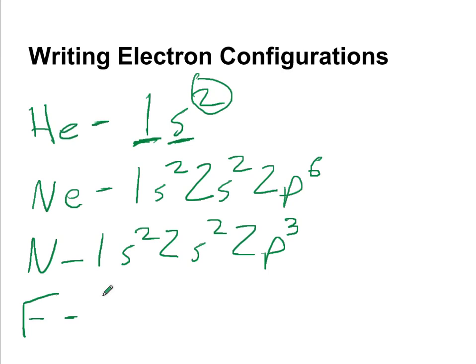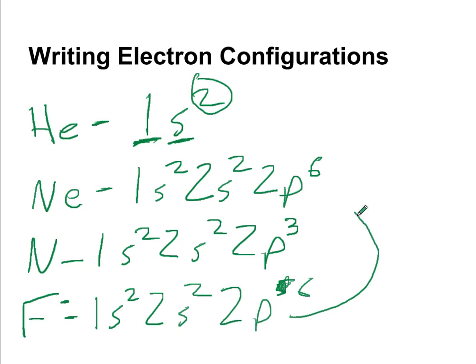Fluorine, just the atom, has 9 electrons. It starts out the same way. So take care of the first 4, and then to get the 9 electrons, we're going to put 2p5. But since we're talking about the fluoride ion with a -1 charge, this 5 becomes a 6, and it's got an identical electron configuration to neon.